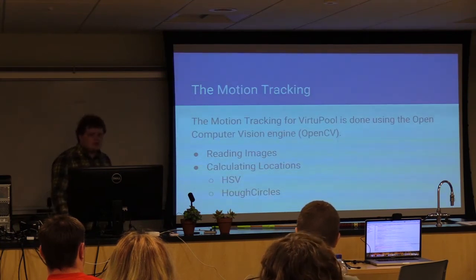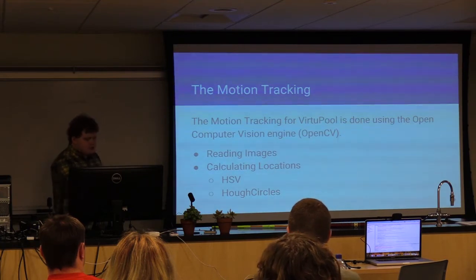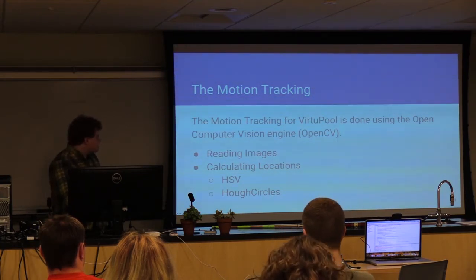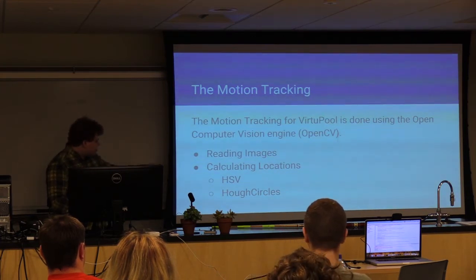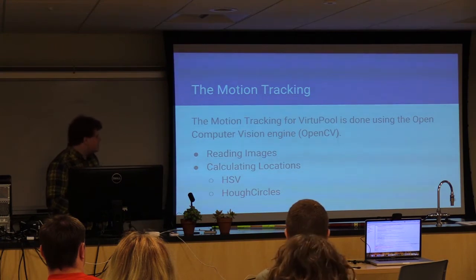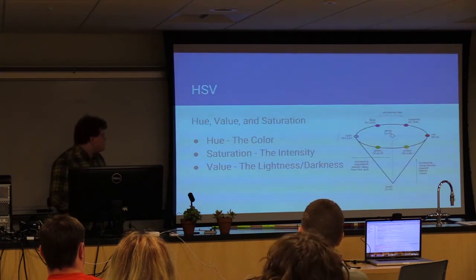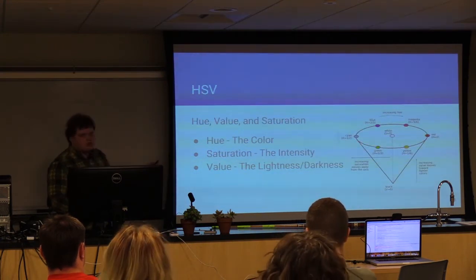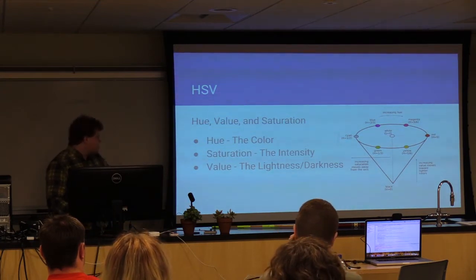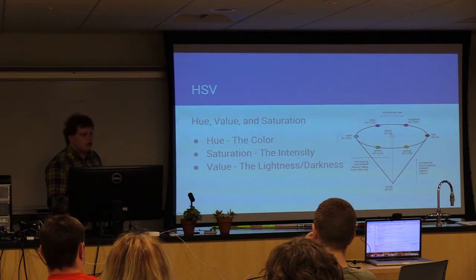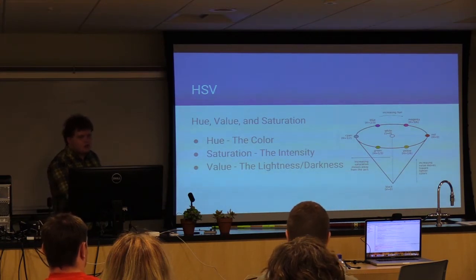And then finally, the motion tracking, which is kind of the piece that brings everything together. It just basically takes in the images from the camera, reads them, and calculates locations of objects based on HSV and Hough circles. So HSV is basically hue, saturation, and value. It's the color and the intensity and the lightness and darkness of objects in the real world.